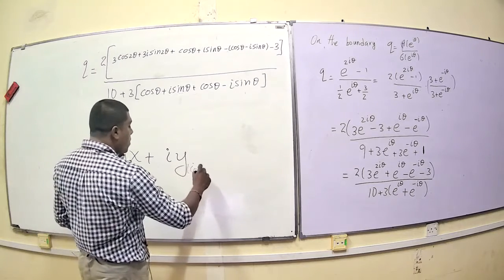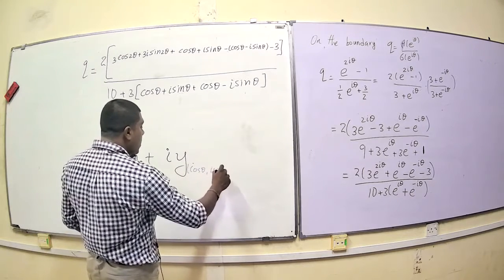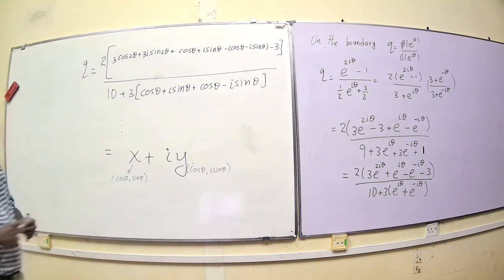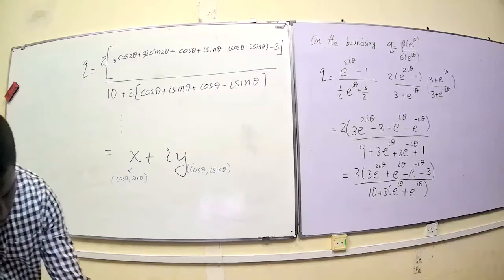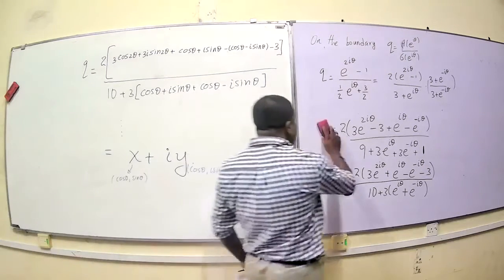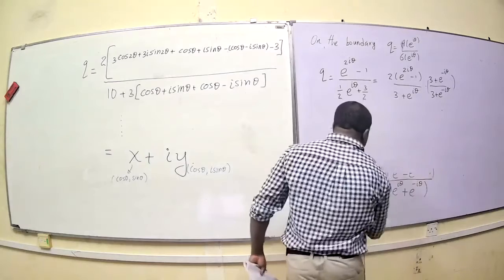And this will also have some cosine thetas and i sine thetas, right? So this is just an A-level simplification. You can work it out and see what you get, right? So let me write the answer I have here, but I am not sure whether this is right or wrong. You can check this.